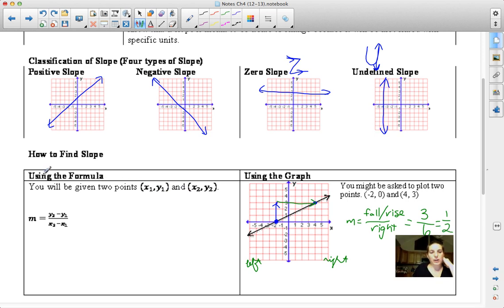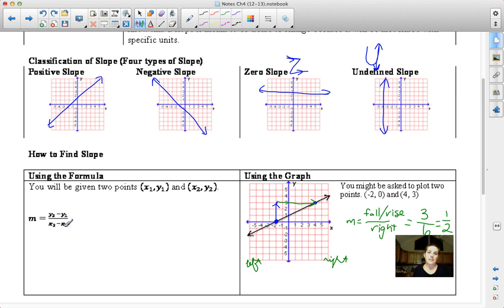If we come over here and we start trying to use the formula, we're going to find that we do very similar ideas, except we don't have a graph. The first is that you could go ahead and memorize this formula. m equals y sub 2 minus y sub 1 over x sub 2 minus x sub 1.